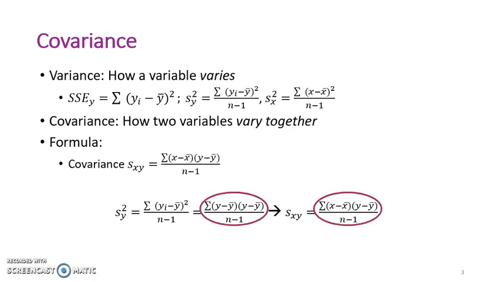Squaring the differences in the sum of squared errors, which is the numerator of the variance, essentially means multiplying each difference by itself. In the covariance, instead of multiplying each difference by itself, we are multiplying the two differences together for two variables.